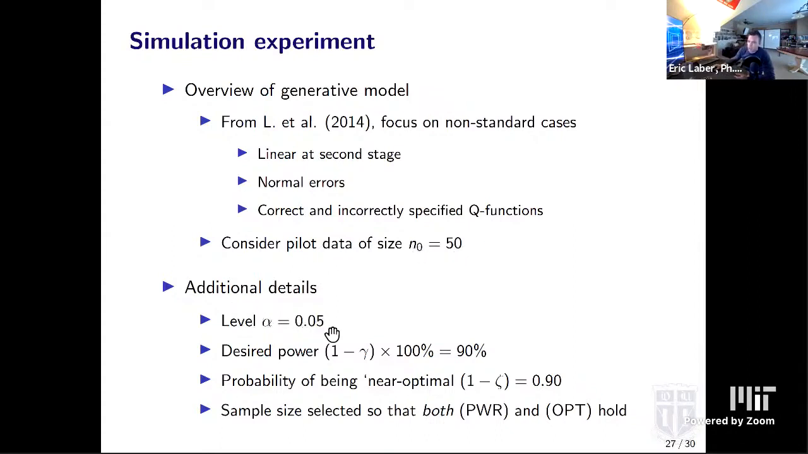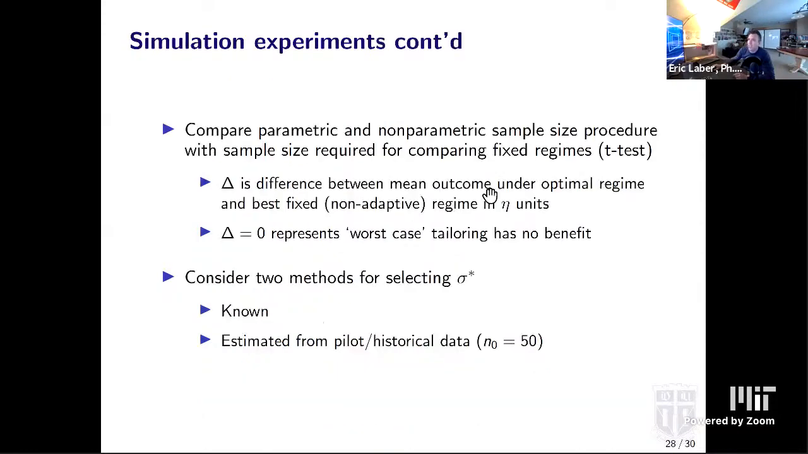We'll have a type 1 error of 0.05. Desired power is 90%. The probability of being near optimal will also be set to 90%, and we'll select sample sizes so that both those criteria hold, power and optimality. We look at the parametric and non-parametric procedures, and we'll compare that with the sample size required to compare two fixed regimes using a t-test. To make it an even more difficult benchmark for the sample size, we pick the two regimes that are farthest apart so the power is highest.